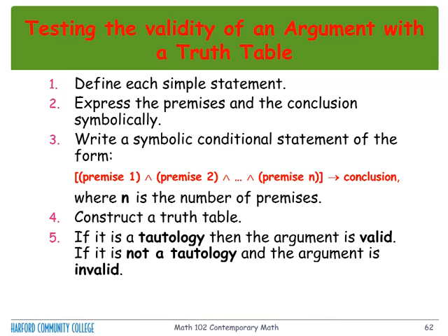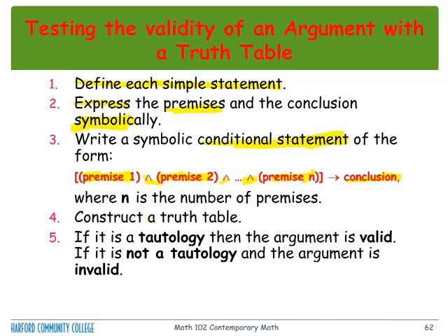Testing the validity of an argument with a truth table. Step number 1, define each simple statement. Step number 2, express the premises and the conclusion symbolically. Use notation for the simple statements such as P, Q, R, and so forth. Number 3, write a symbolic conditional statement of the form: premise number 1, number 2, number 3, connected with the conjunction and, then the conclusion. So at this step, we form the symbolic form as a compound statement.